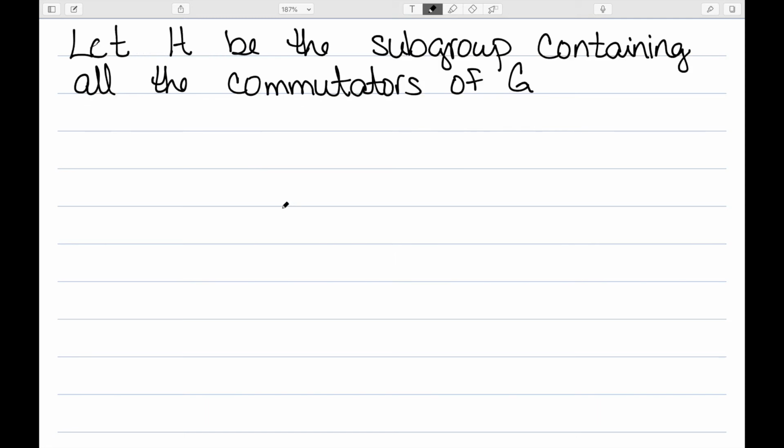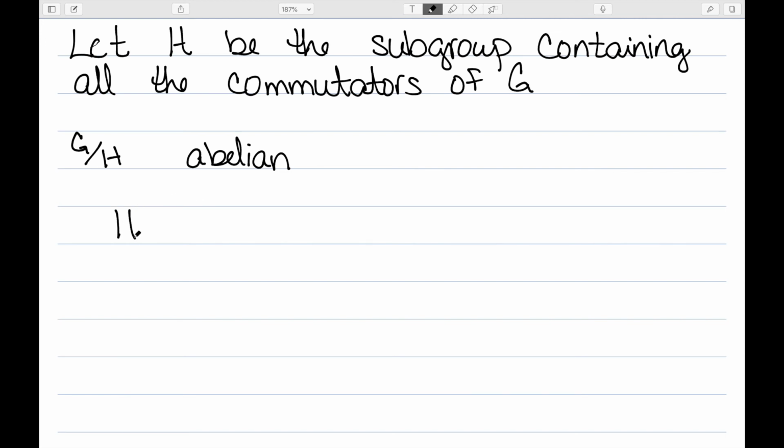So let H be the subgroup containing all of the commutators of G. I would technically need to prove that this is both a subgroup and a normal subgroup. I'm not going to do that here. Instead, I'm going to take advantage of the fact that this is a normal subgroup of any given group G. So I want to look at G mod H. And in fact, I'm going to claim that G mod H is abelian. If I can factor out all of the commutators, I get an abelian group.